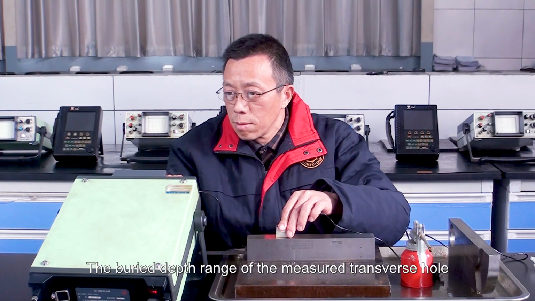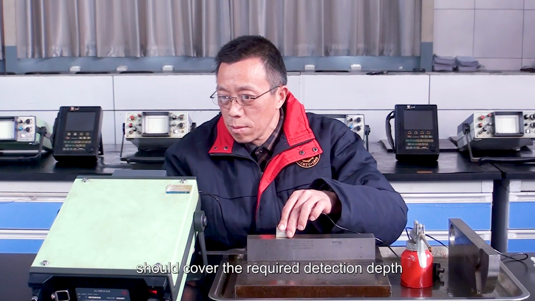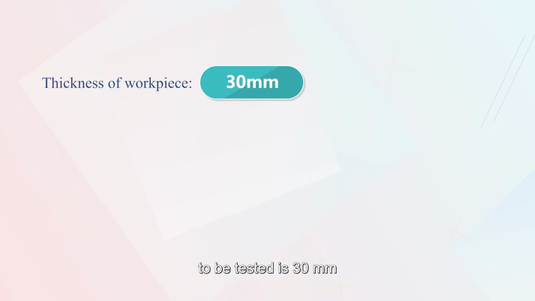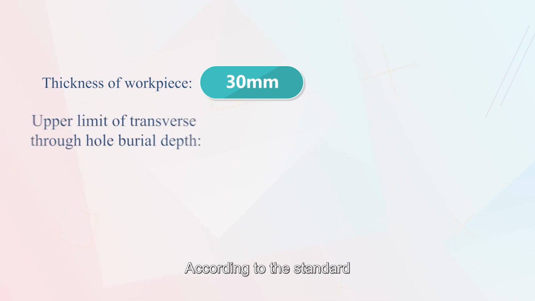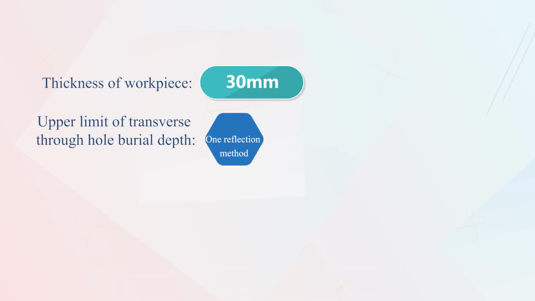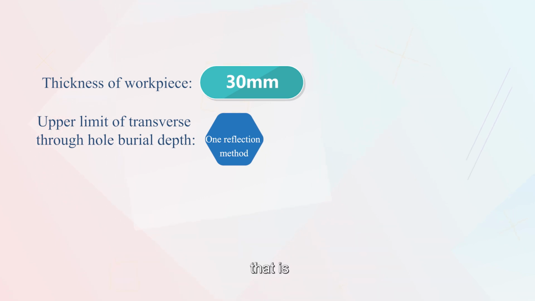2. The buried depth range of the measured transverse hole should cover the required detection depths. For example, the depth of the detection object to be tested is 30 mm. According to the standard, the single reflection method must be used for testing. Therefore, the upper limit for the buried depth range of the transverse hole should be twice the thickness of the workpiece, that is, 60 mm.